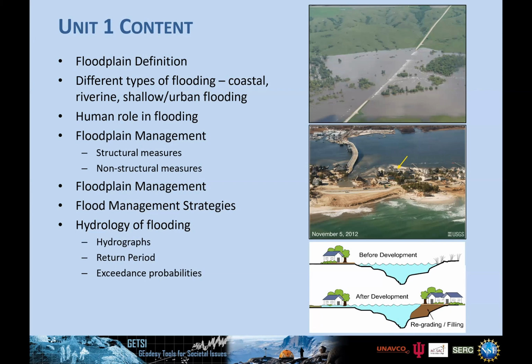Then we discuss what kind of management strategies are available for floodplain management. So we talk about structural measures and non-structural measures. So structural measure meaning building of dams, building of levees to stop water, and non-structural measures will include things you can do at the watershed scale or in the floodplain for that water to flow somewhere else and not flood. Then we talk about floodplain management strategies.